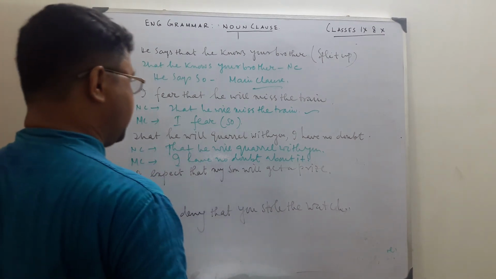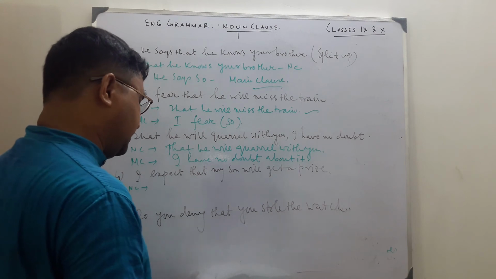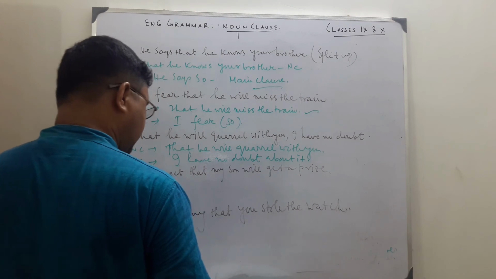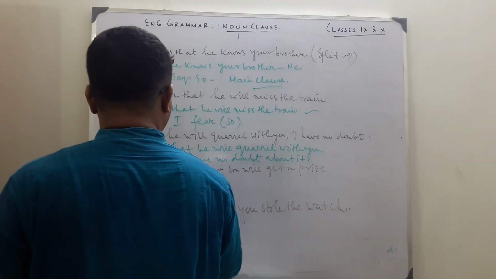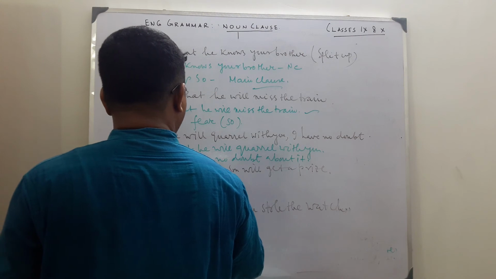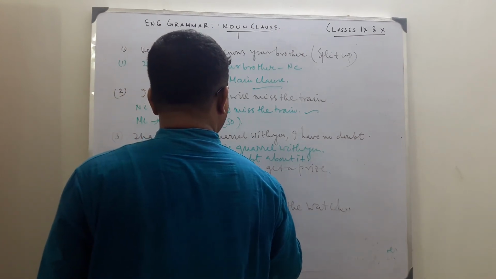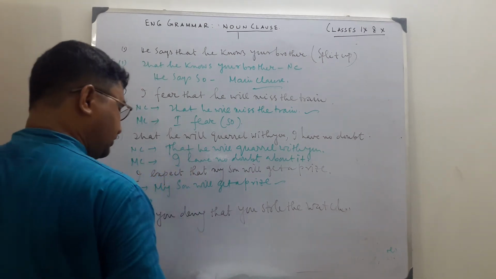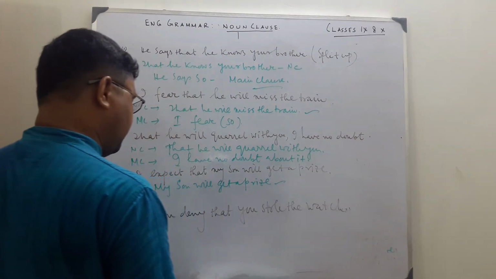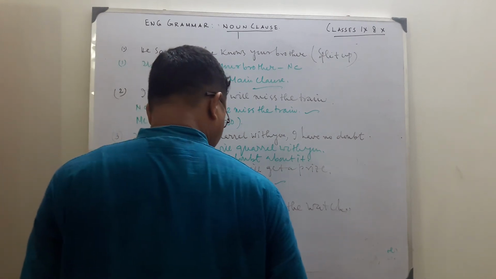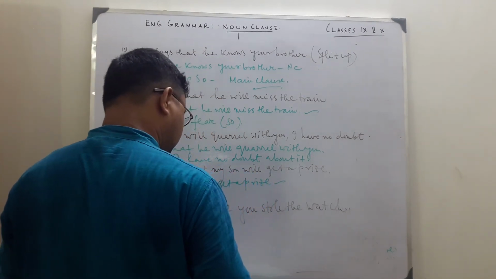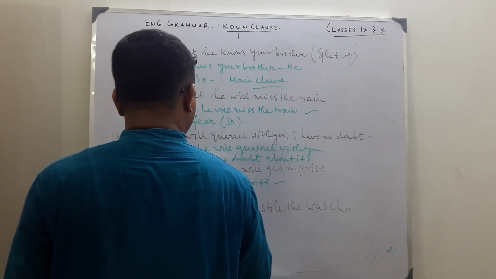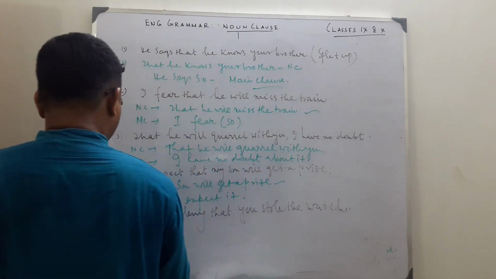Next, I expect that my son will get a prize. My son will get a prize is the noun clause. What is the main clause? The main clause is I expect it.